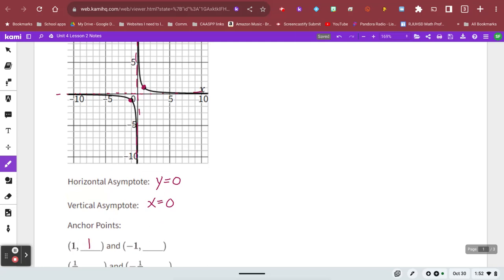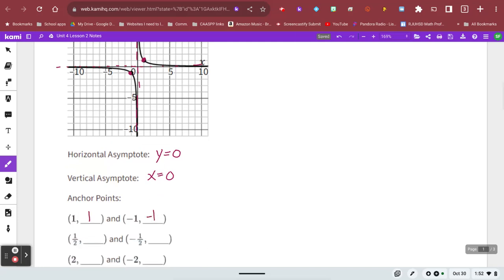1, 1, -1, -1. And if we're plugging this in, remember, if we did the equation y equals 1 over 1/2, this just means 1 divided by 1/2. And if we change it from division to multiplication, it's 1 times 2 over 1, which is just going to give us 2. And we're going to get -2. And again, if it's just a plain whole number, we're going to go 1 over it. We have those anchor points, okay? Those do not change.